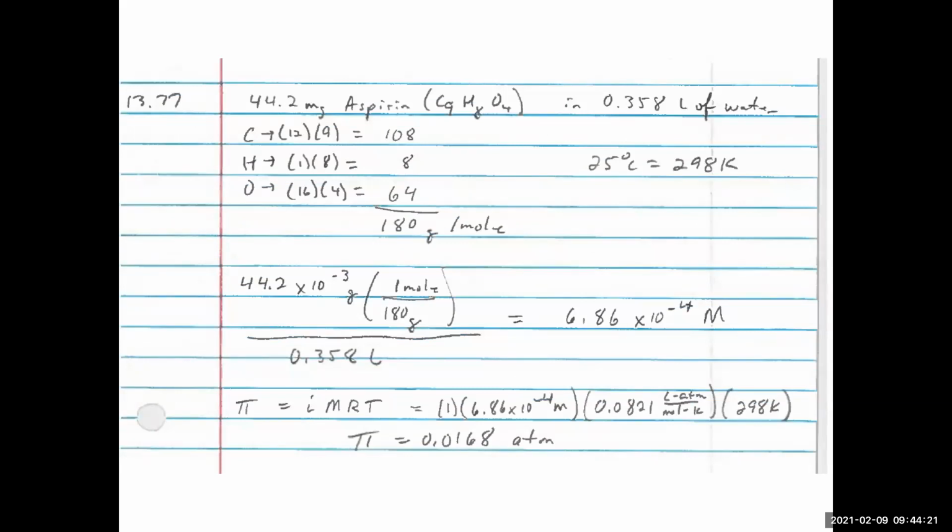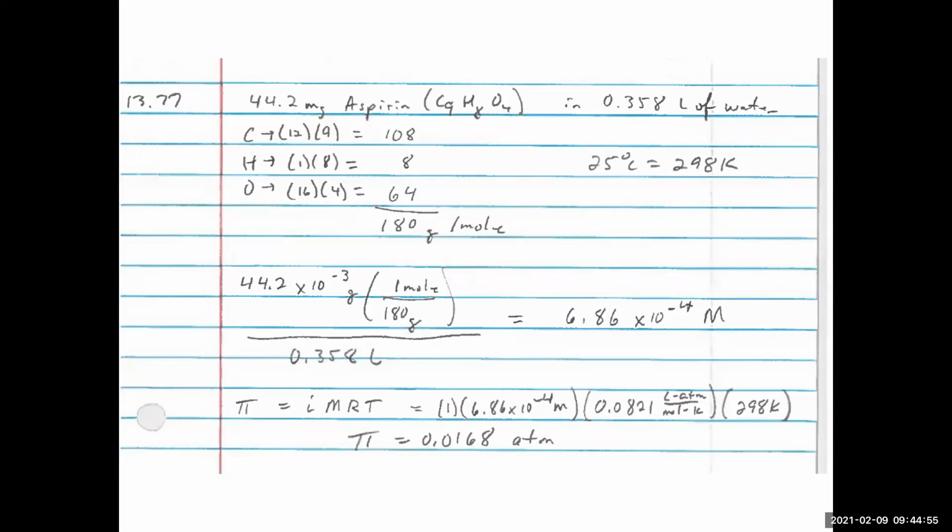Okay, the next one, we're told we have 44.2 milligrams of aspirin in 0.358 liters of water. And we want to do an osmotic pressure calculation. So first thing I'm going to do, I'm going to calculate the molecular weight of aspirin. So I have my molecular formula up there. I take that information, calculate the molecular weight, which comes out to 180 grams per mole.